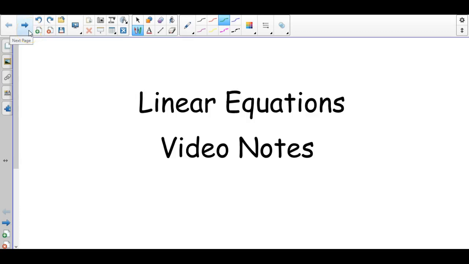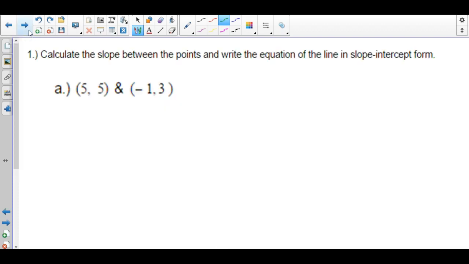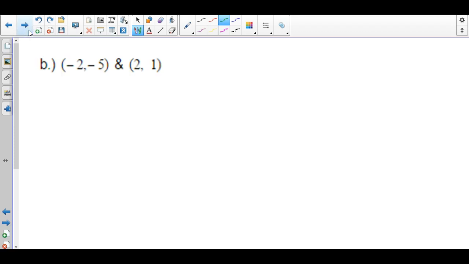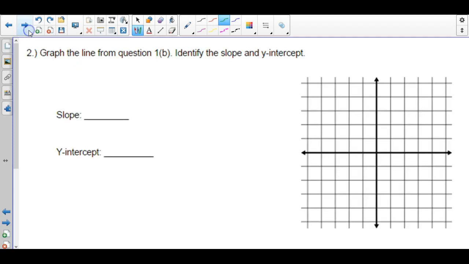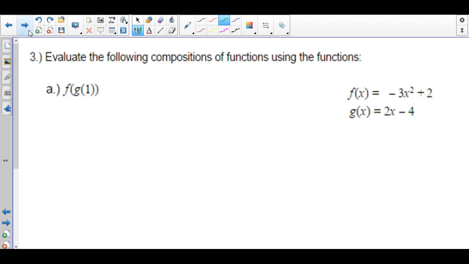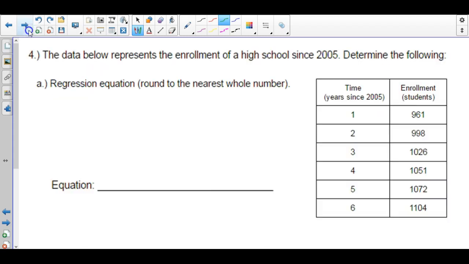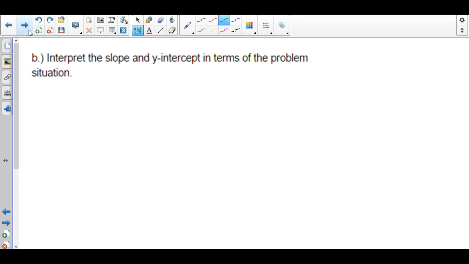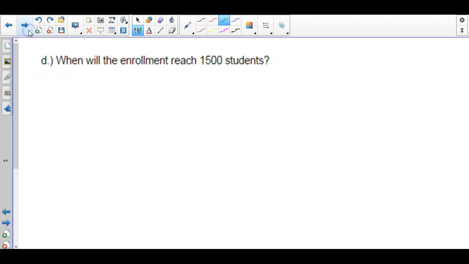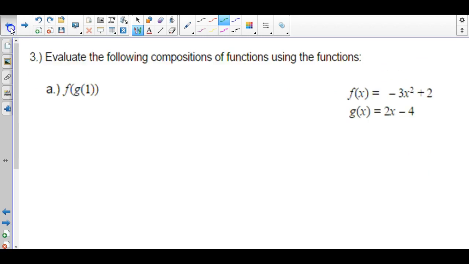Hello, in this video what I'm going to do is review some linear equations, a couple concepts. We'll go over slope between 2 points and then writing an equation in slope-intercept form. I'll also mention the distance and midpoint formula. We'll be graphing a line in slope-intercept form, doing a couple of composition problems, and then getting to linear regression and making predictions based on that linear regression equation.